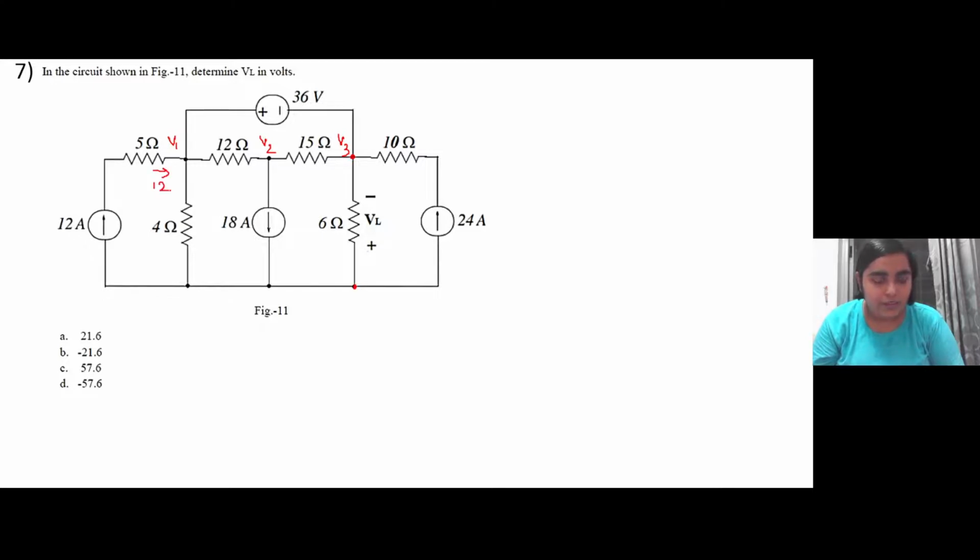12 ampere current is going in, and let us assume currents I1, I2, I3 are going out in the three branches. So if you apply KCL at node 1, it will be 12 equal to V1 minus 0 by 4 plus, here since there is no resistance connected across it, let us assume current.